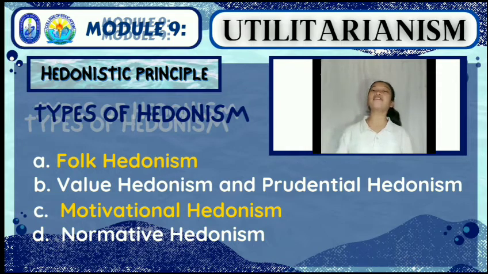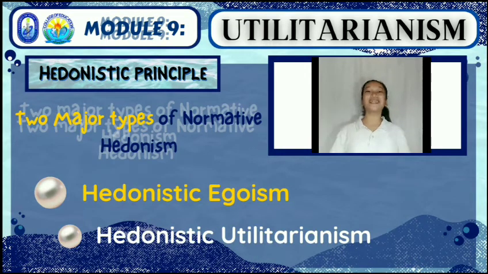Ito ang normative hedonism. Pag sinabi natin normative hedonism, ito ay isang teorya that happiness should be pursued. Ibig sabihin, ang kasiyahan should be pursued and the pain should be avoided. At ang normative hedonism ay may two major types. Ano-ano ang mga to? Ito ang hedonistic egoism at hedonistic utilitarianism. Pag sinabi natin hedonistic egoism, ito ay isang theory that we should, morally speaking, do whatever we want to do or do whatever is most in our interest.